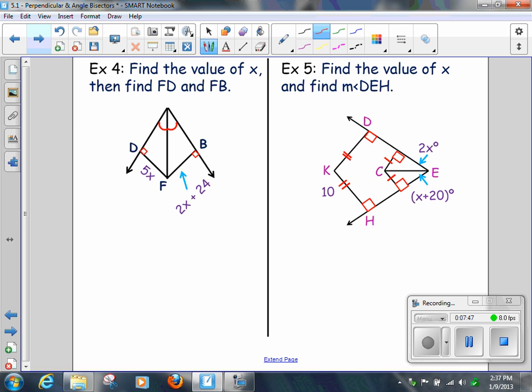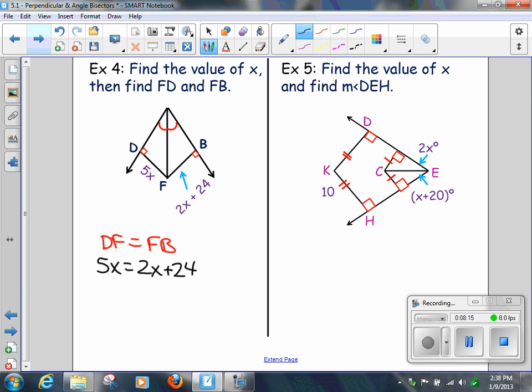Yeah, I know. All right, what about example 4? Set them equal to each other. So let's do this technical. Can I say that DF is equal to FB? And then by substitution, what will I say? Yep. All right, stop right there.